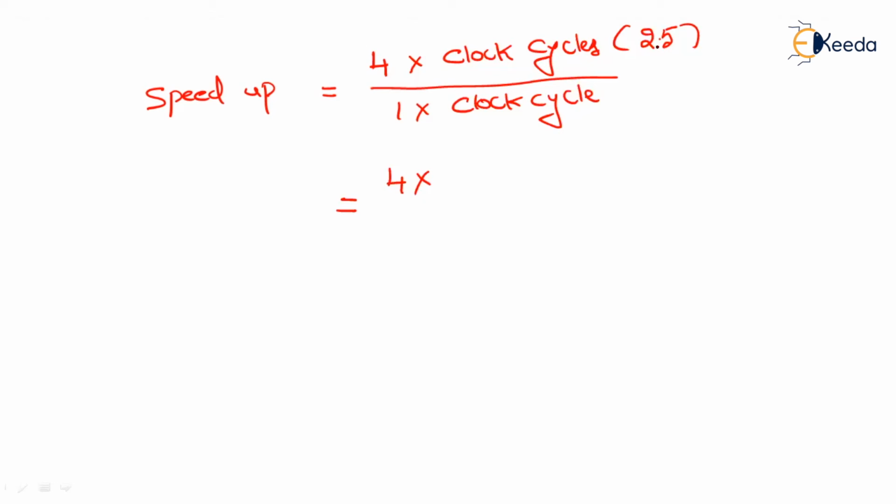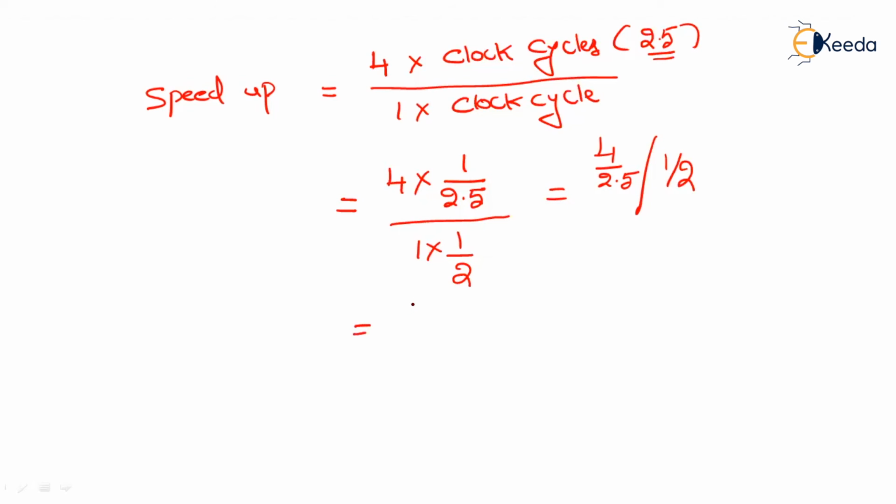The clock rates are mentioned in frequency, but we need to convert it into time. The speed up is a time ratio, right? So that is 4 into 1 clock cycle, which is equal to 1 by 2.5, because time is equal to 1 by frequency. Here 1 into 1 by 2, because the frequency of the pipeline processor is equal to 2. So that is 4 by 2.5 divided by 1 by 2, which is equal to 8 by 2.5. That is equal to 3.2.